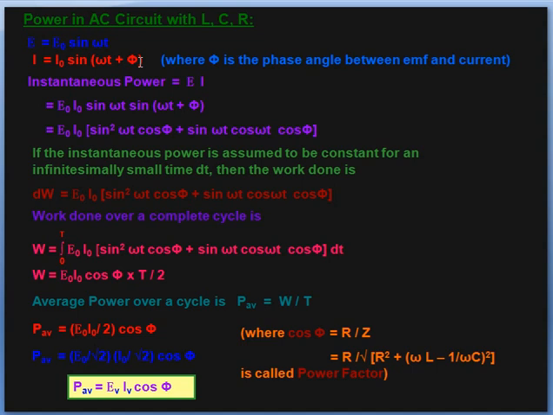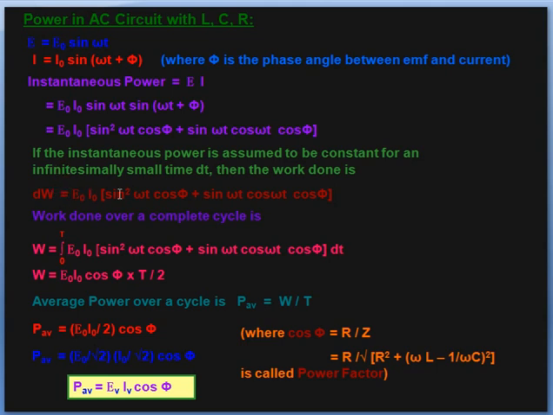Instantaneous power P equals V into I, here E into I. So substitute the value of E and I from equation 1 and 2. This is equation 1 and this is equation number 2. Further, we will get this. After this you have to open the sin A plus B, using sin A cos B plus cos A sin B.